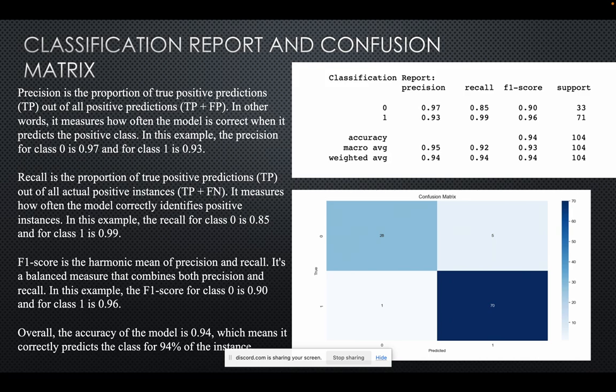As we can see, class 1 was predicted better by the random forest. Overall, the accuracy of the model is 0.94, which means it correctly predicts whether the patient has diabetes or not for 94% of the test cases. You can see the confusion matrix. Class 1 is predicted much better than class 0.